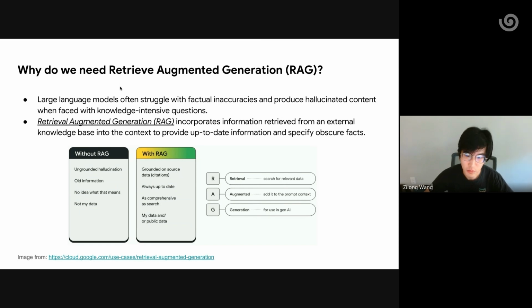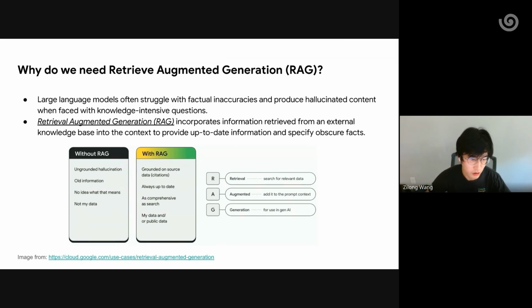When we use large language models, we just use them like a chatbot or some search engine, perhaps. However, we can see currently large models still struggle with factual errors and hallucinated content when they are solving very knowledge-intensive questions. We know large models are trained on large corpora, but maybe sometimes due to capacity or some other mysterious reasons, large models cannot do it well.